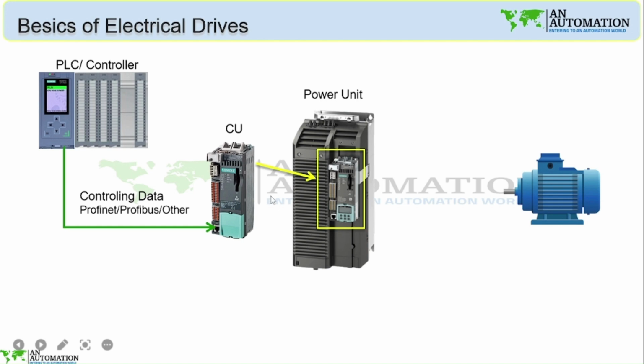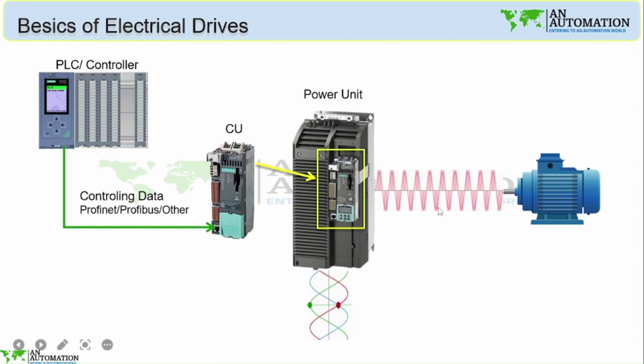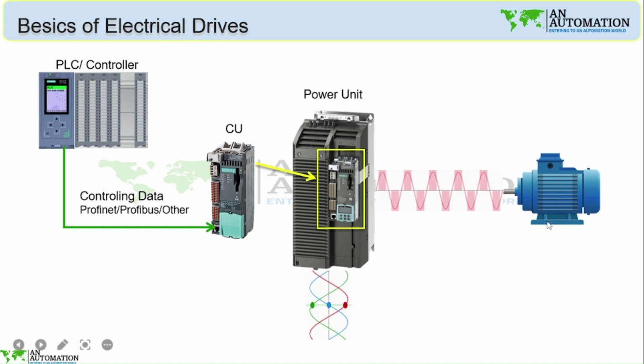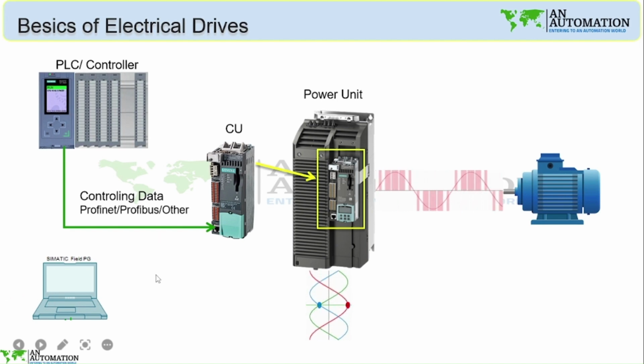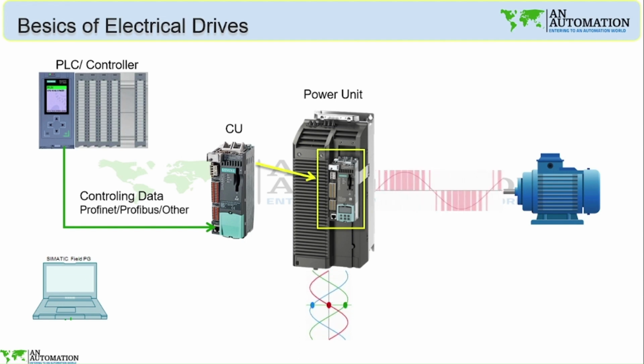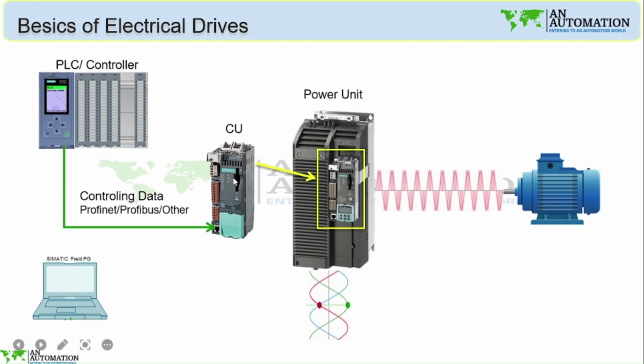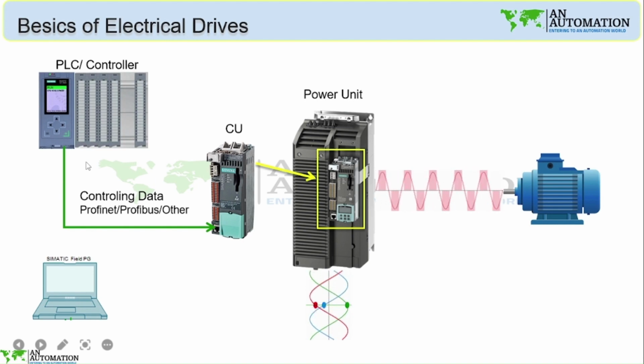The control unit is directly mounted upon the power unit, and the power unit checks whether the three-phase input supply is proper or not. Then it generates the three-phase output for the induction motor. For communication or programming purposes, we use a PG or a laptop and software like TIA Portal and Starter or Drive ES to control, make logic, or parameterize the control unit or the PLC controller.